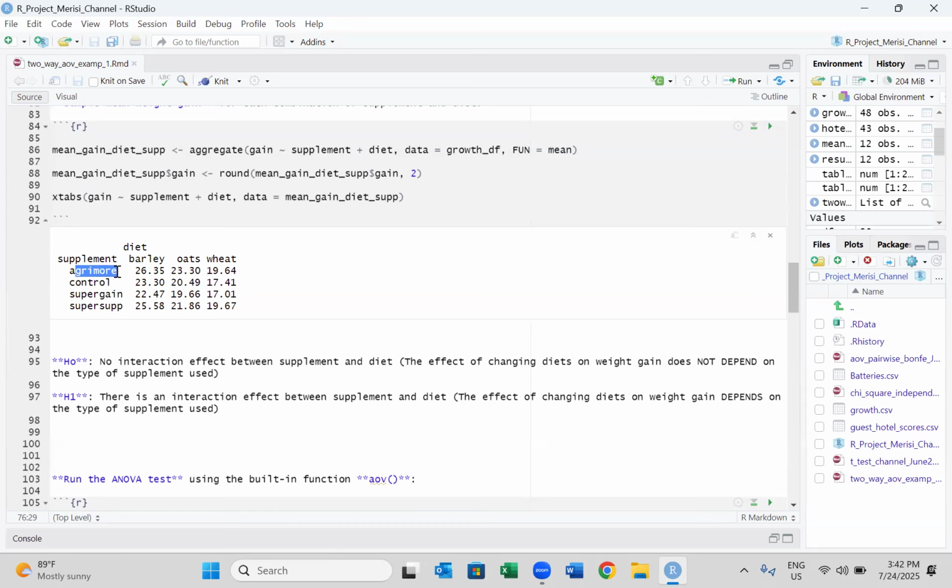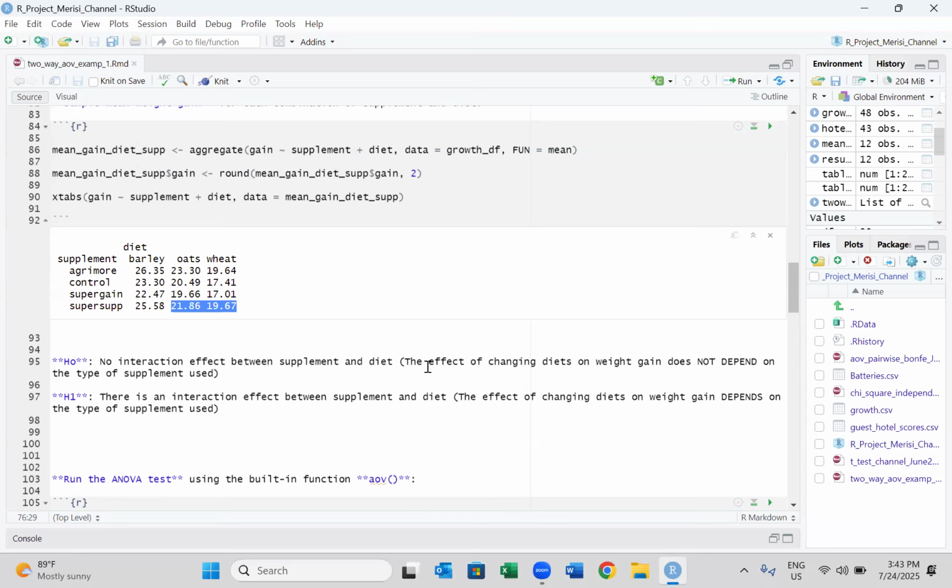What happens, for example, if we use Agrimor and then we change diet from oats to wheat? Well, we see a decrease of around 3 units. But if we use Super Sub and we change from oats to wheat, we see a decrease of only 2 units. So what's going on there? Are those differences significant? Well, if the change in weight gain as we change the diet depends on the supplement in a significant manner, then we can claim that there is an interaction, okay?